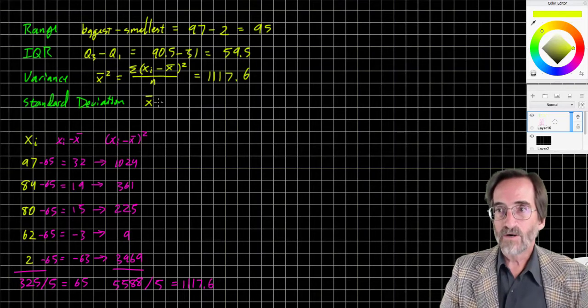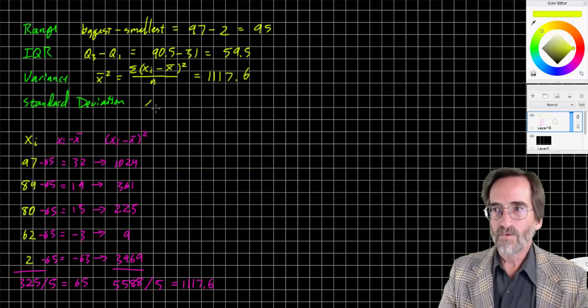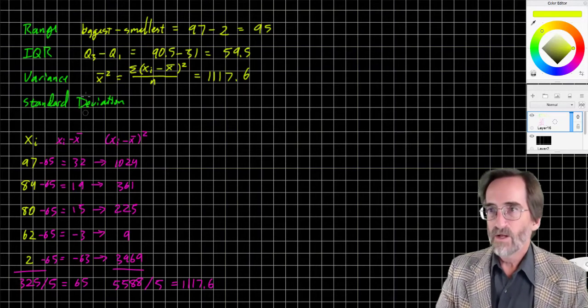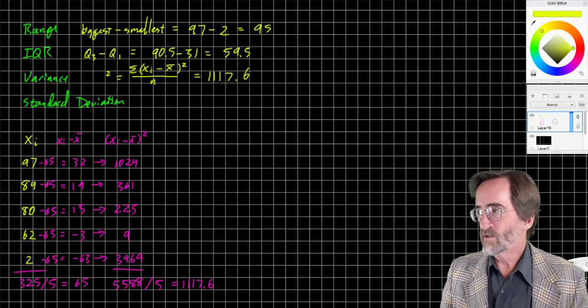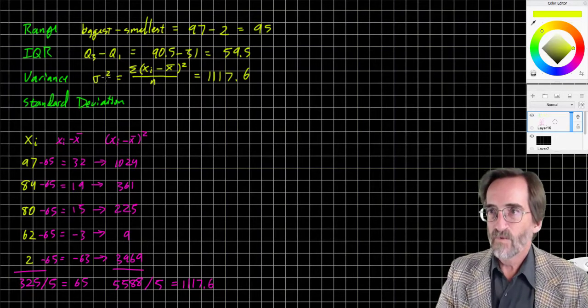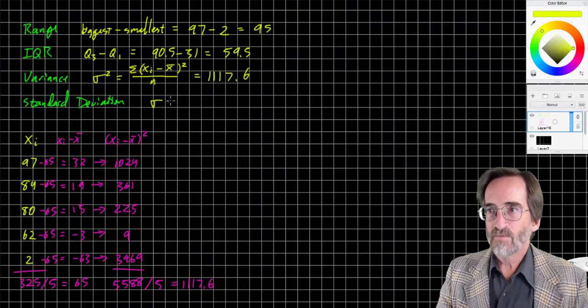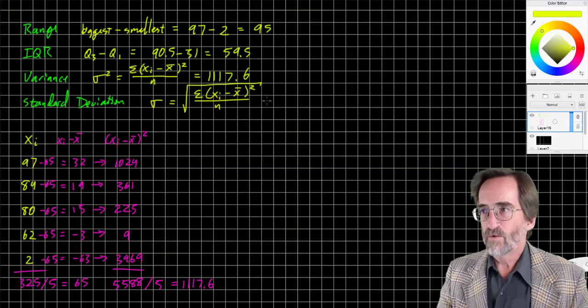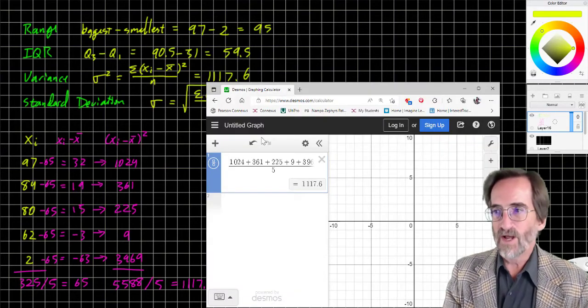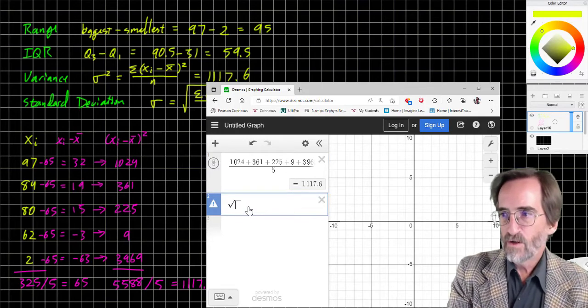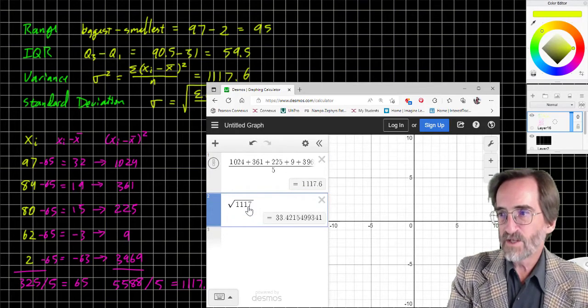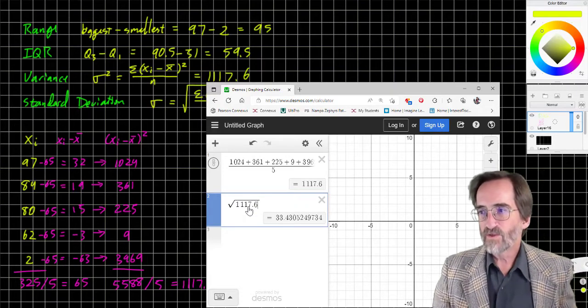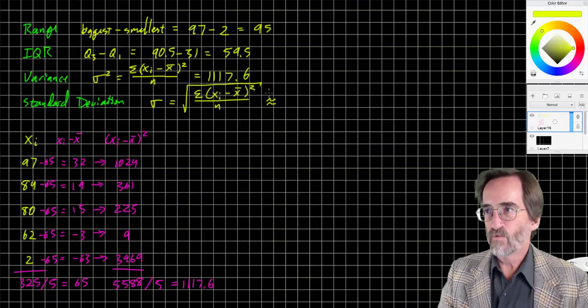So with x bar, I'm using the wrong symbol. X bar is the mean, and it should be the Greek letter sigma. Sigma squared is the variance, and sigma not squared is the same formula: the square root of the sum of all the x sub i's minus x bar, squared, divided by n. So now we're just going to take the square root of 1117.6. And we get 33.4, to the nearest tenth.